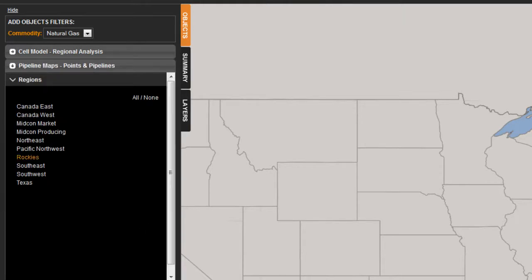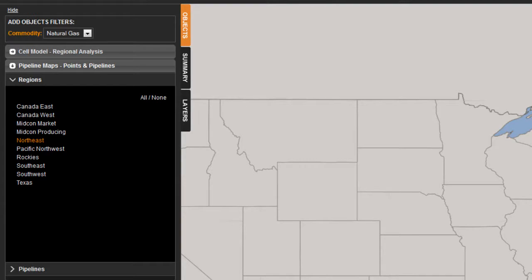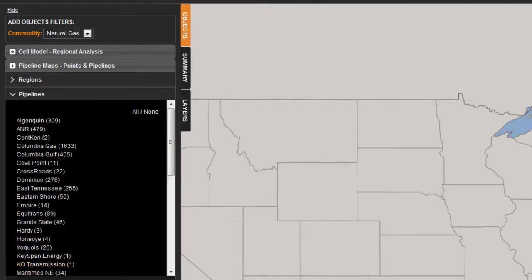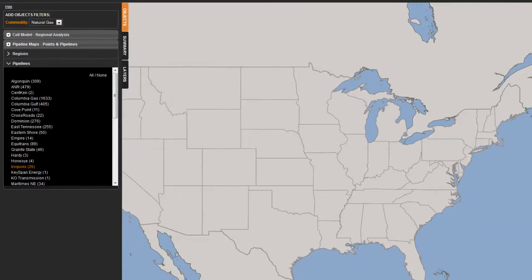So from a regional perspective, I'm interested to see what are the individual components on that northeast, or Canada to northeast, flow dynamics. If I click on northeast, it automatically opens up the pipelines that are available in the northeast. From there, I can hone in on the pipes of interest. So for this demo, I'm going to look just at that Iroquois pipeline and see what are the impacts on Iroquois and at what point it continues to flow fairly robustly as opposed to some of the other points in that market.